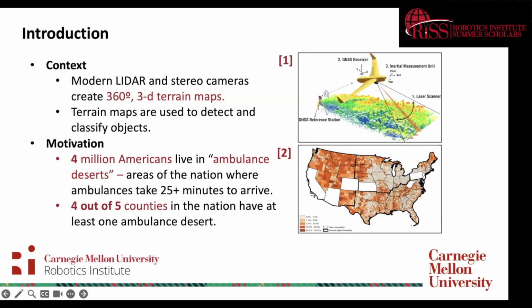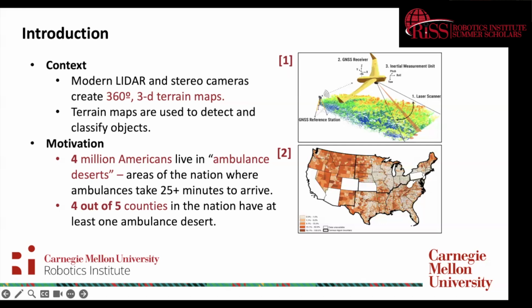Right now, 4 million Americans live in ambulance deserts, areas of the nation where ambulances take 25 or more minutes to arrive. 4 out of every 5 counties in the nation have at least one ambulance desert. You can look on the map to the right and see the widespread distribution of ambulance deserts across the United States.